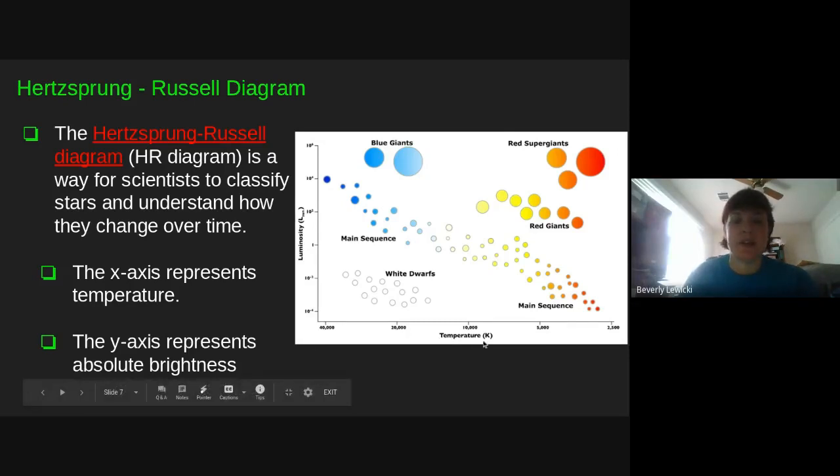What's weird about this, and you really need to pay attention to the numbers, is that we start out with the hottest on the left. I'm pretty sure in math class and other things that we've studied in science, we usually start from small and get bigger as we move outward. That is not the case for the HR diagram. So around 40,000 degrees Kelvin is the hottest stars. And as we move this way, we are decreasing the amount of heat that a star gives.